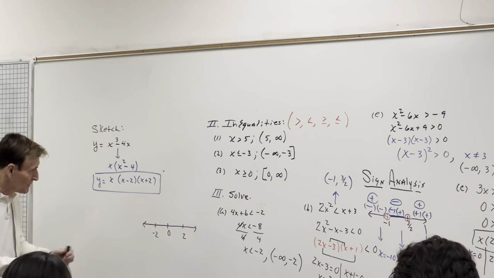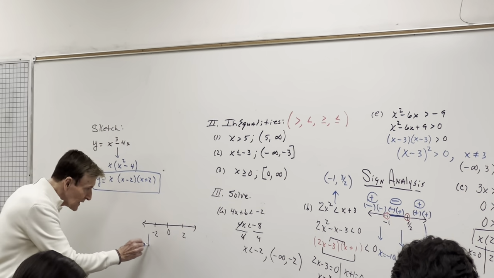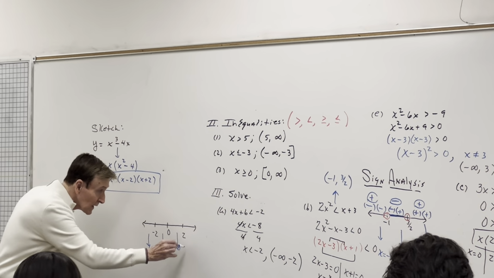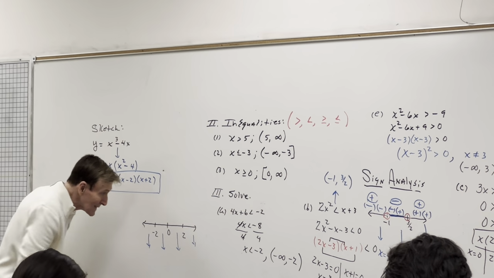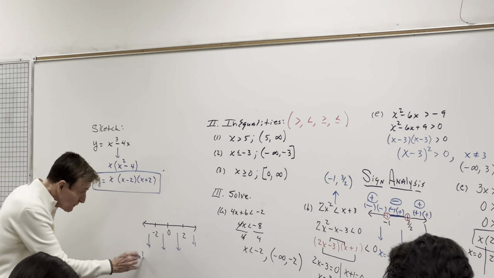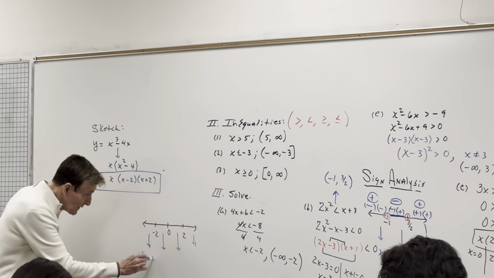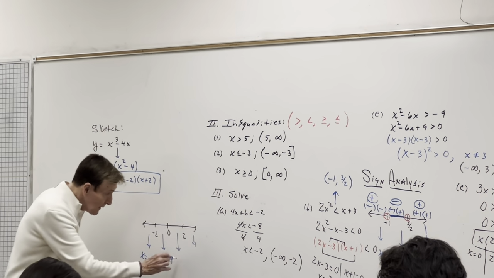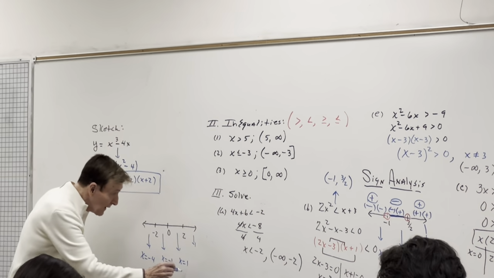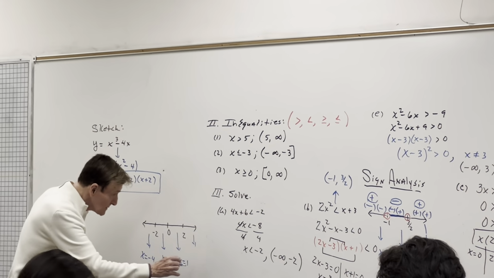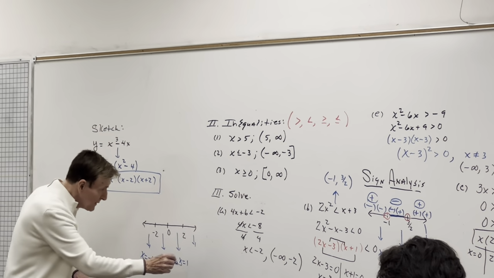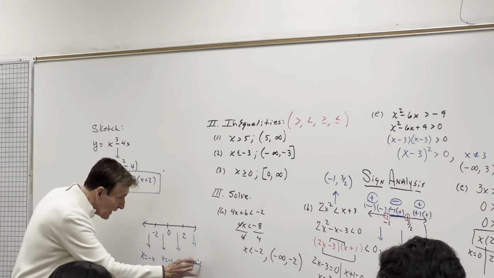Sign analysis. Here we go. Test here. Test here. Test here. We'll do our tests fairly quickly. Now, to the left, I'm going to try -4. In between, we'll try -1. Here we'll try 1. And out to the right here, we're going to try maybe a 5.